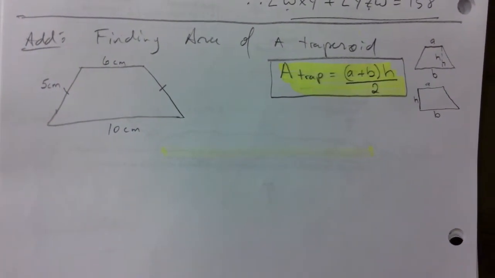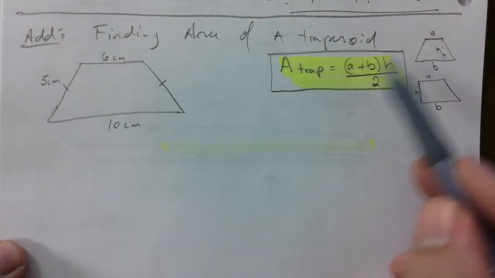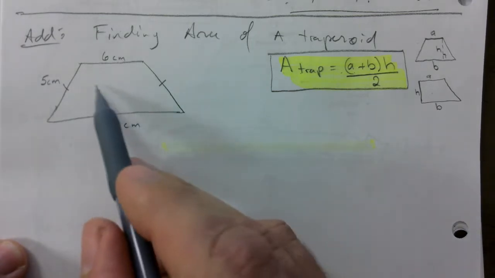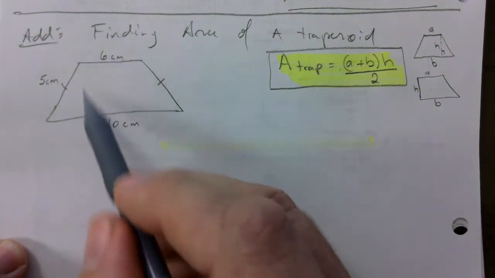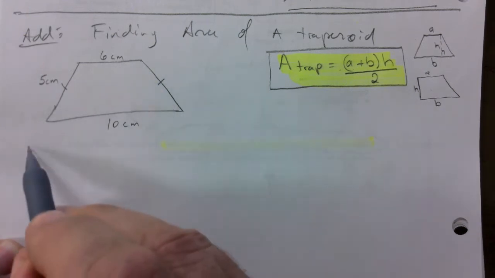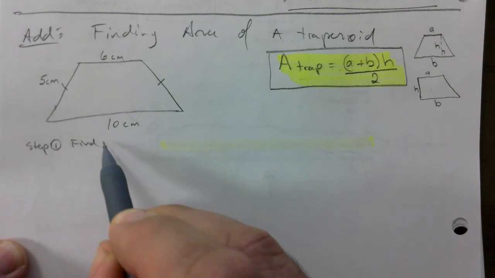All right. So on page 193, write down the formula for the area of a trapezoid. And we have a problem here. Most of the time, you're going to need to find the height. Okay? So step 1, find height.